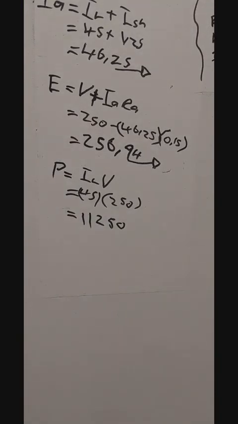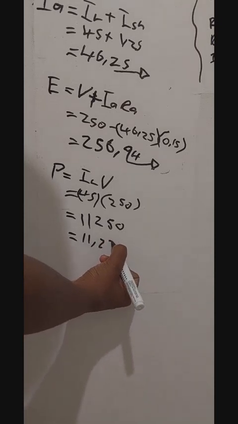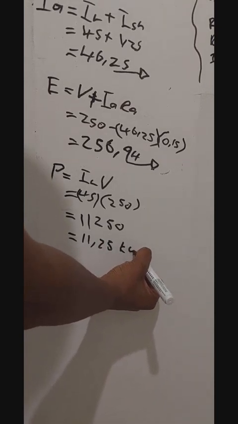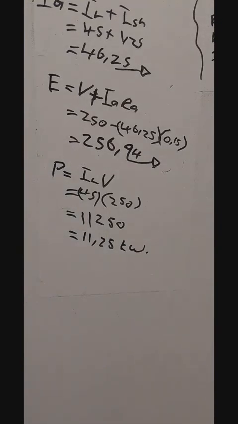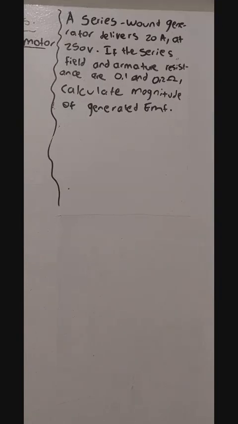But they wanted us to find the answer in kilowatts, right? So we divide it by 1,000, which is 11,25 kilowatts. And we are done with this question. We are done with the first question.